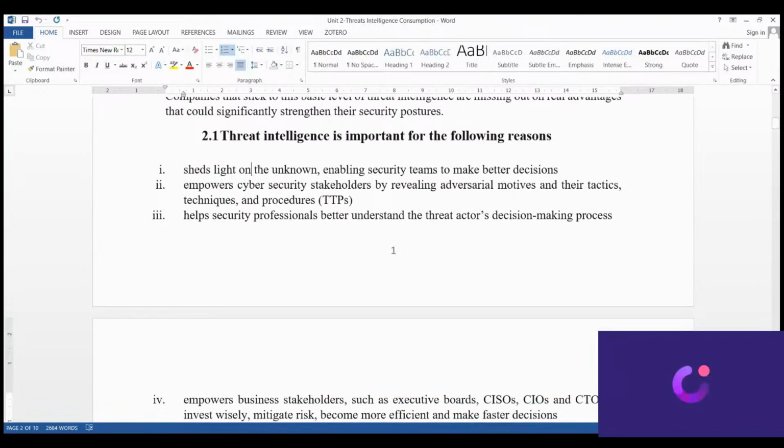It sheds light on the unknown, enabling security teams to make better decisions. Again, it empowers cybersecurity stakeholders by revealing adversaries' advantages and disadvantages, and it helps them with management procedures.